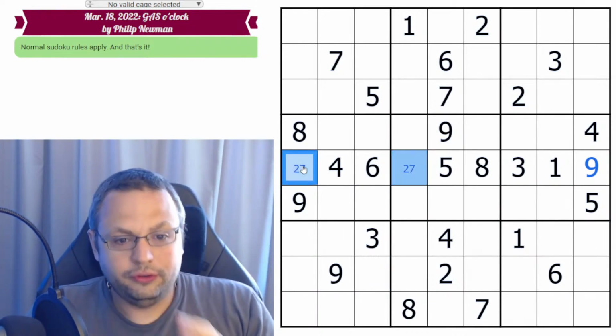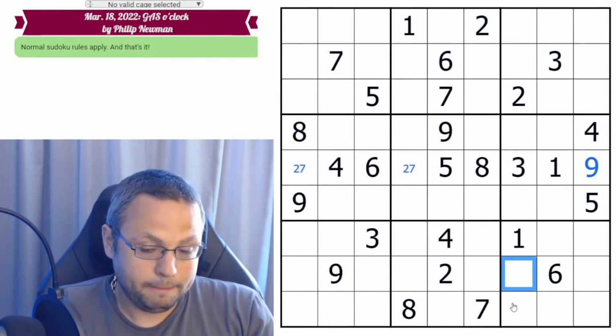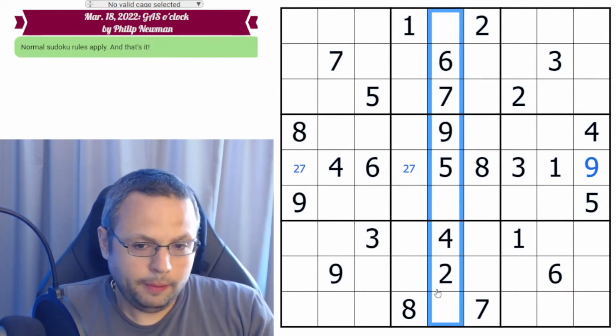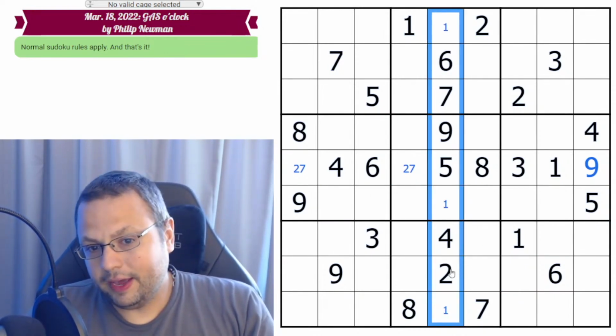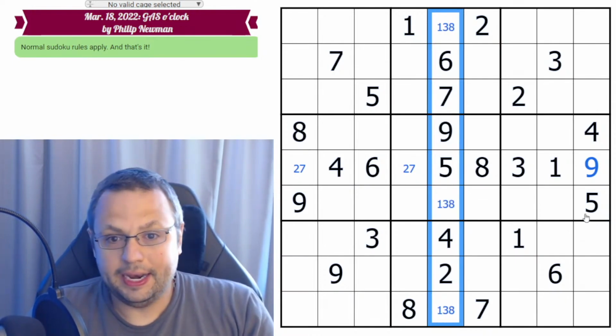Whereas sort of a 2-7 pair popping up, I will notice some percentage of the time on my own. Okay, so let's mark the column as well. So we need a 1, we've got a 2, we need a 3, we've got a 4 and a 5 and a 6 and a 7, we need an 8, and we've got a 9.